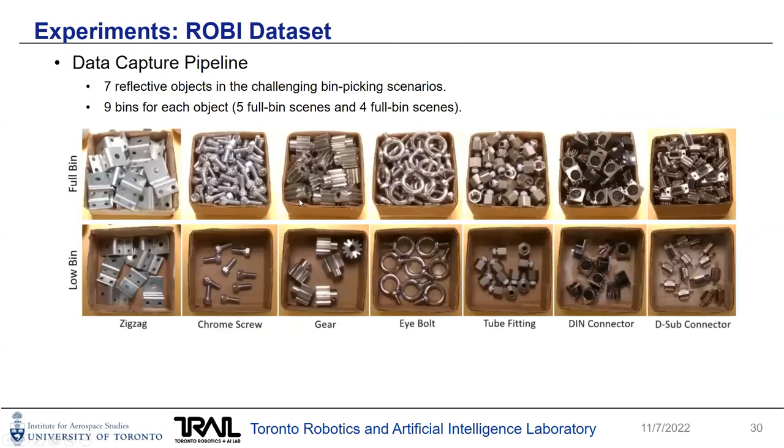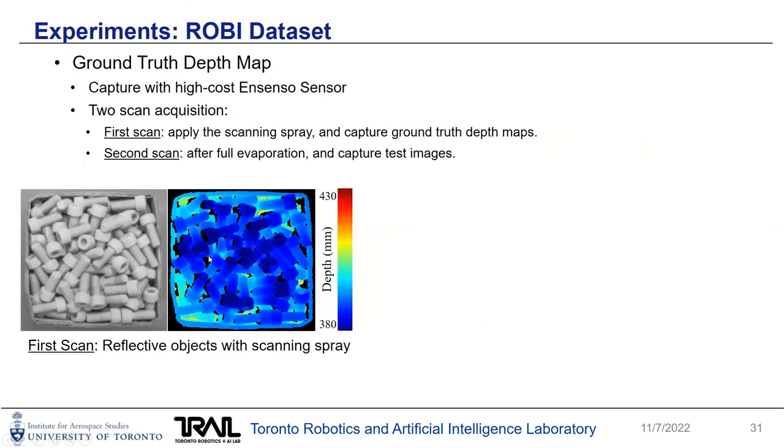For the entire dataset, we collect nine bins for each individual object, right? And to better represent our bin picking scenarios, we separated all these scenes into full bin and low bin. The one novelty of our dataset is that we capture the ground truth depth of the object, which is missing for most datasets.